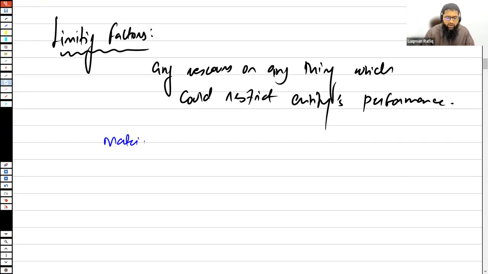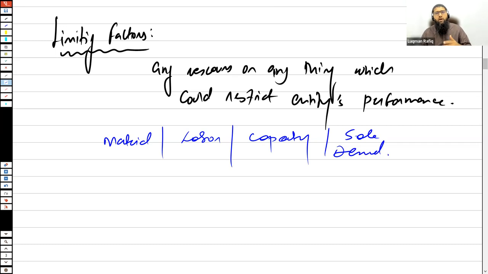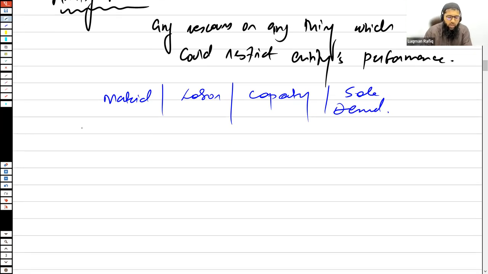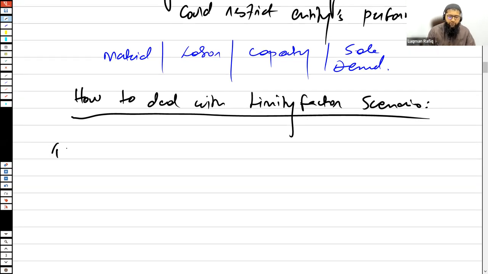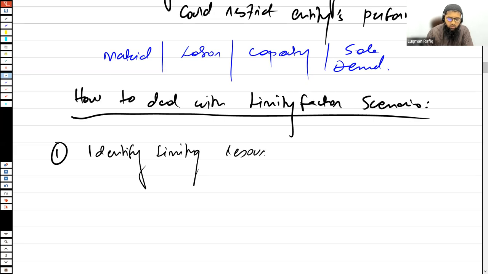It could be the case that the material is the limiting resource, or the labor, or the machine capacity. At times, the sales demand could be the limiting resource. So there could be multiple types of limiting resource. So how do we deal with a limiting factor scenario? Let's have a discussion. The first step is to identify the limiting resource.